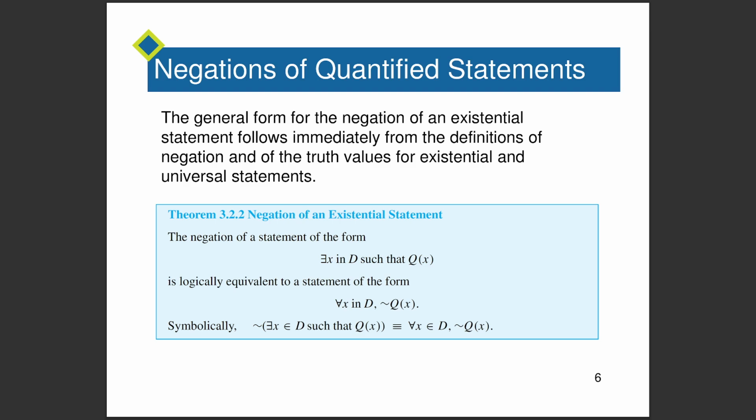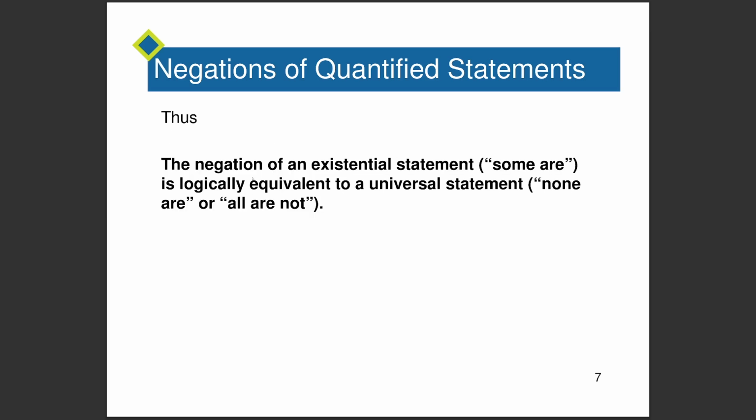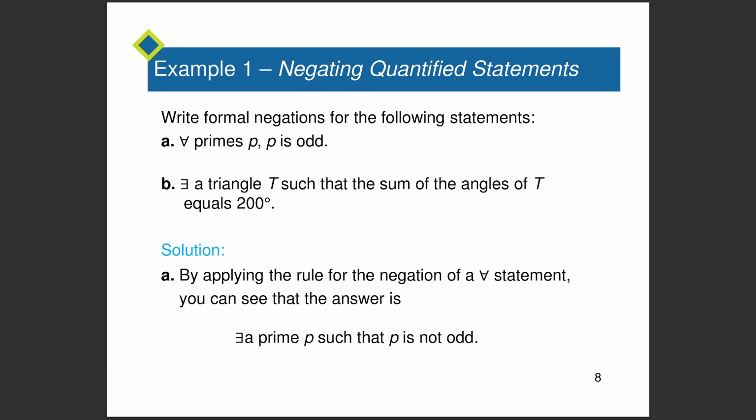So for universal statements, like the statement I said at the beginning, all primes are odd, the negation of all primes are odd is the statement there exists a prime that is not odd, or there exists a prime p such that p is not odd. So this is how we say it in words.